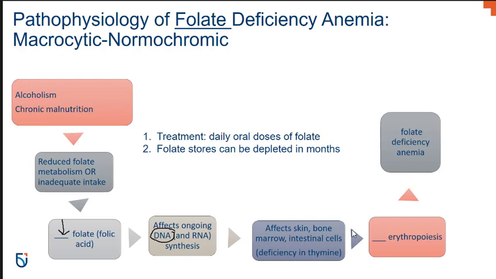But because we're talking specifically about red blood cells, we know that a reduction in folate is going to cause a reduction in proper erythropoiesis, which is going to lead to folate deficiency anemia. Treatment is daily oral doses of folate and the stoppage of alcohol consumption if the case is alcoholism. But what's different between folate stores and B12 stores is that B12 stores can take quite a bit of time, years, to be depleted, but folate stores can be depleted in a matter of months.